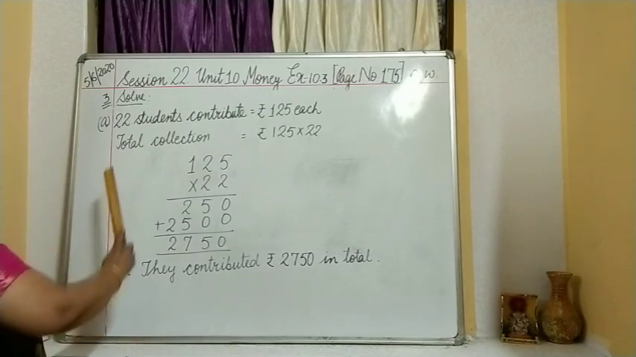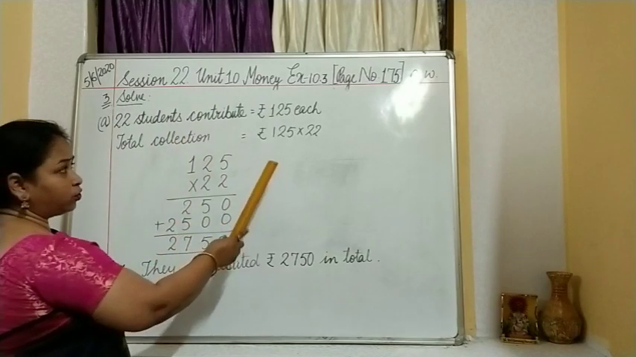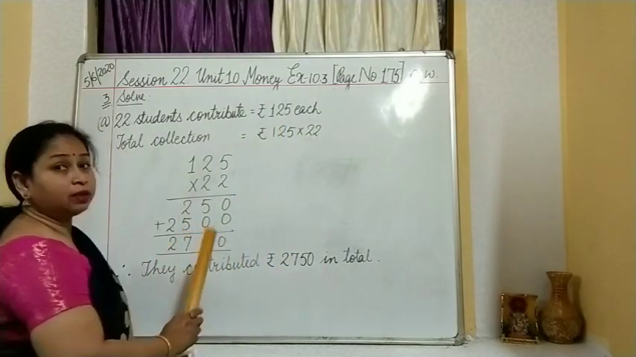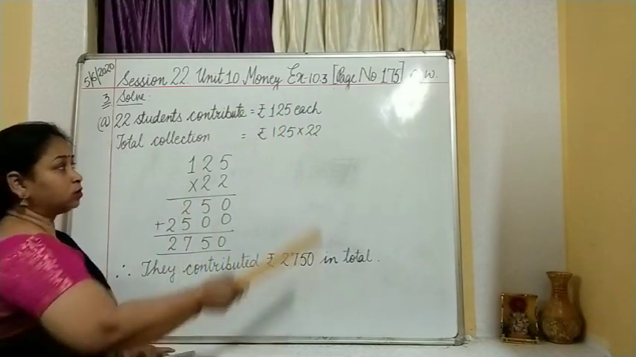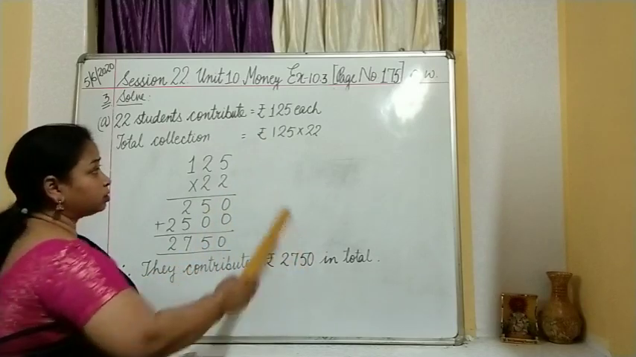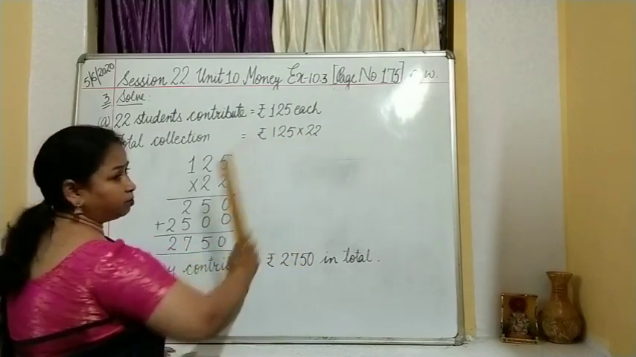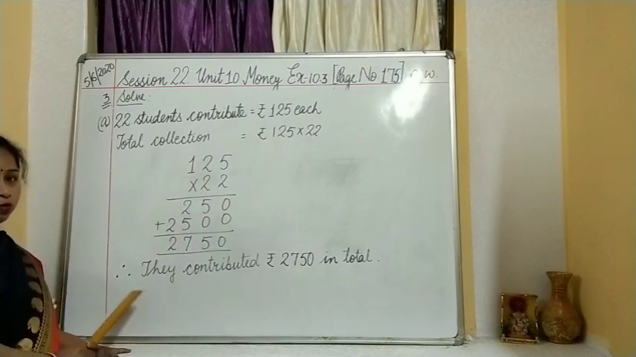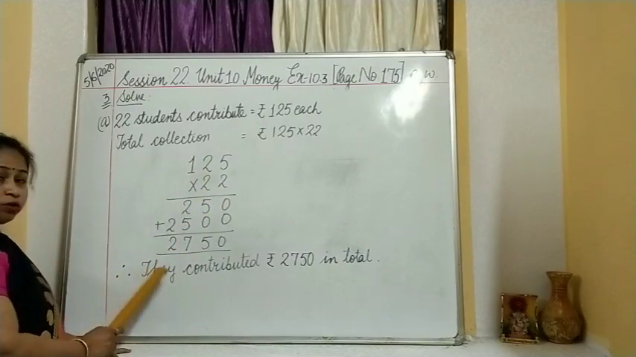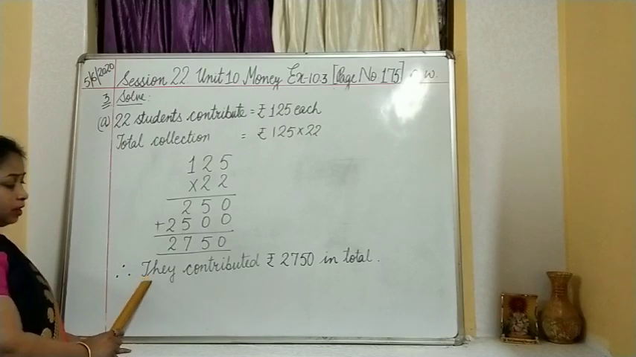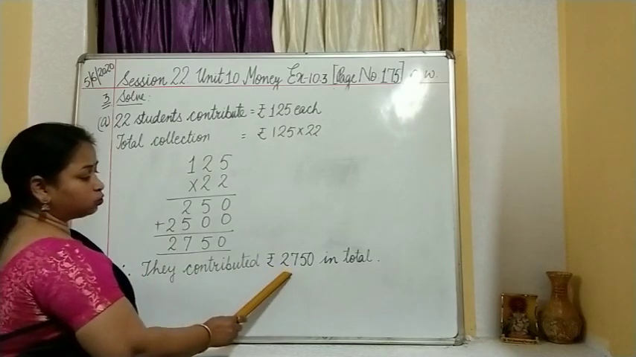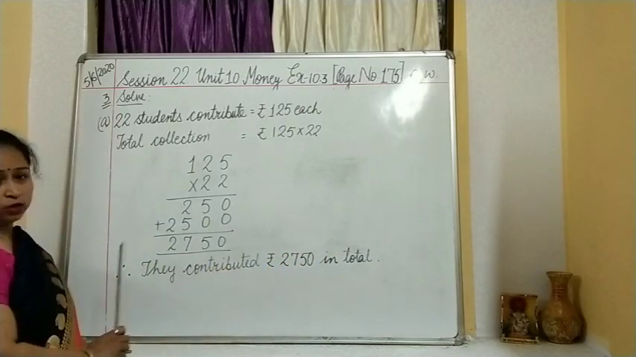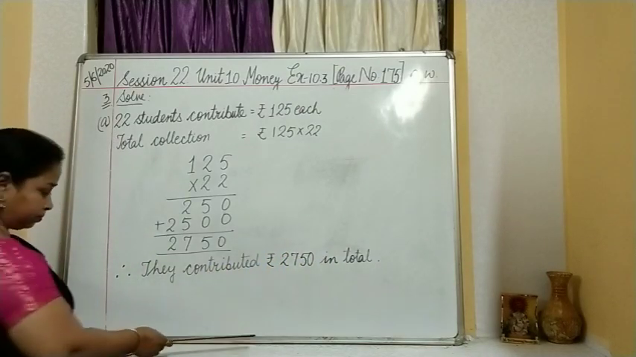Okay, so total collection, what you have to do, a single person is paying rupees 125. There are 22 students. So what will be the total contribution? 125 multiplied by 22. So when you multiply, and you all know how to multiply, isn't it? So what will the amount be? They contributed rupees 2750 in total. Understood? Let us move on to the next question.